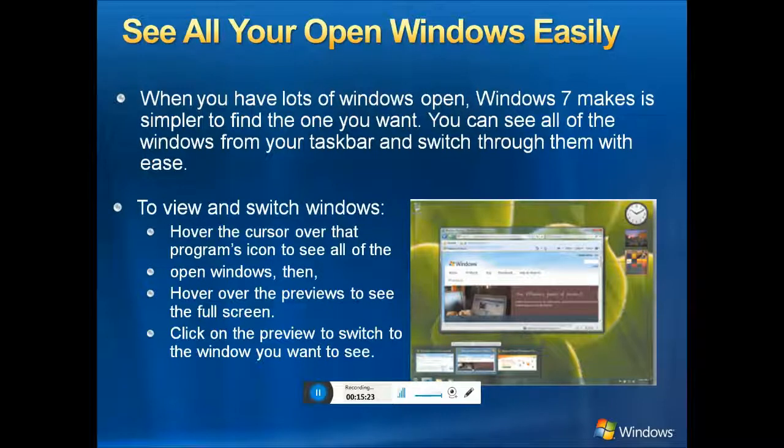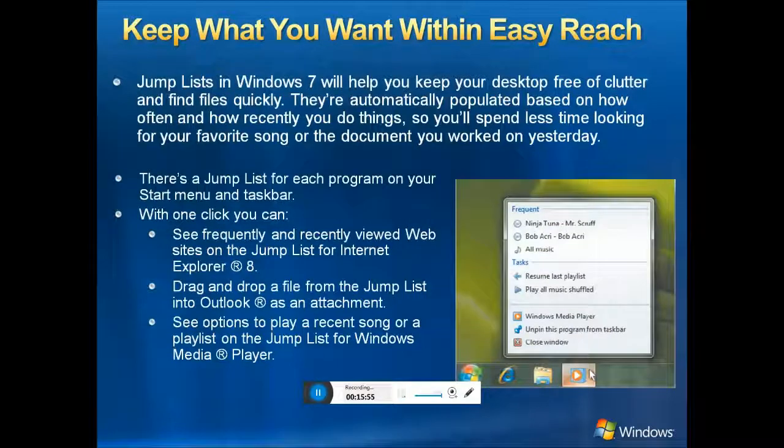See your open windows easily. When you have a lot of windows open, Windows 7 makes it simple to find the one you want. You can see all of these windows from your taskbar and switch through them with ease. To view and switch windows, hover the cursor over the program's icon. See all of those open windows. Hover over one to see it full screen. Click on the preview to switch to the window you want to see.